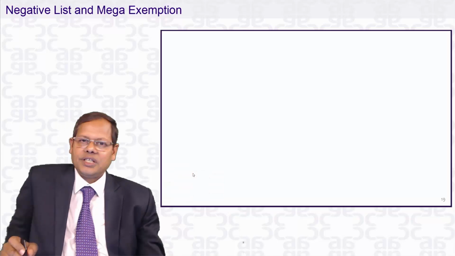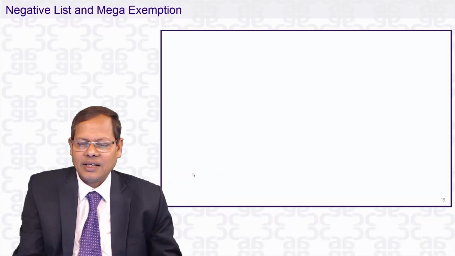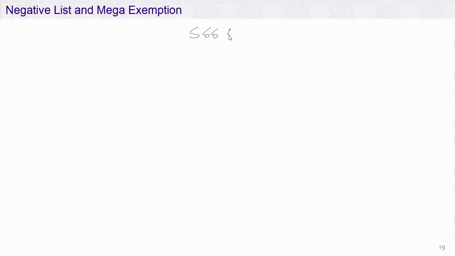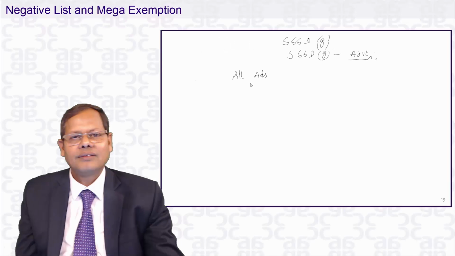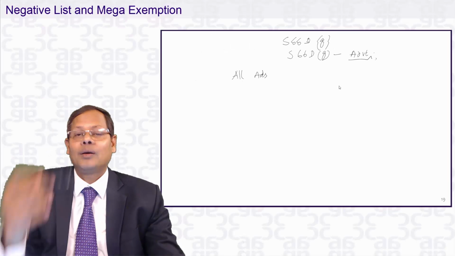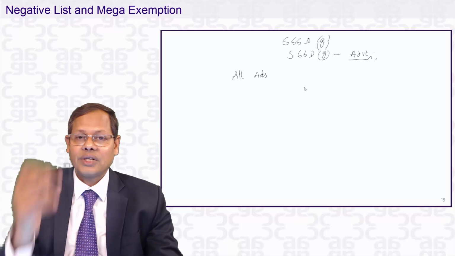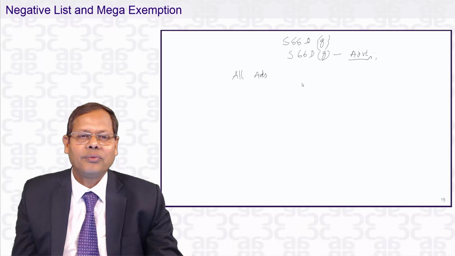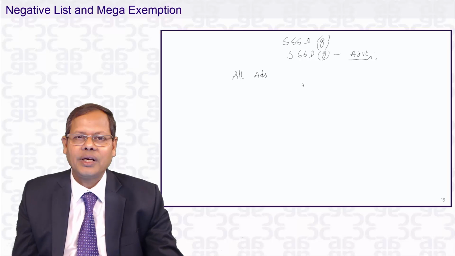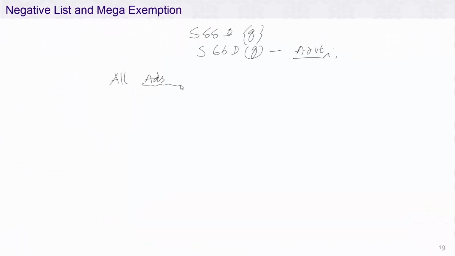What about G? G is about advertisement. Here also, government is very particular about section 66D clause G. This is about advertisement. What is there now to see? All ads, whether it is on the internet, whether it is above the earth, in the sky, whether it is radio, whether it is TV, whether it is any media, by any means, all advertisements are now taxable.